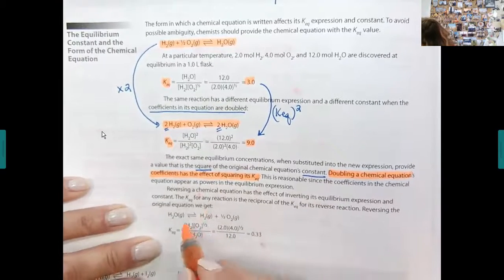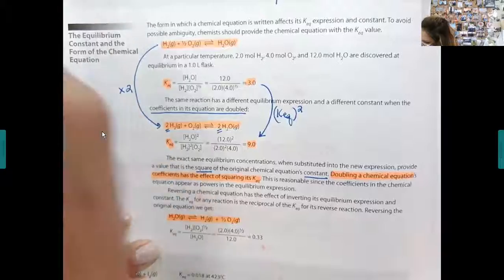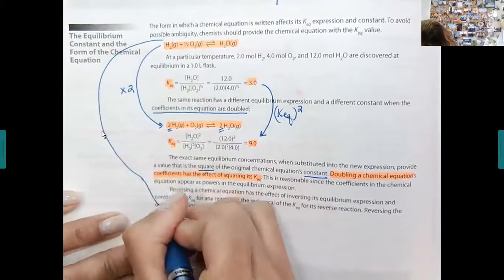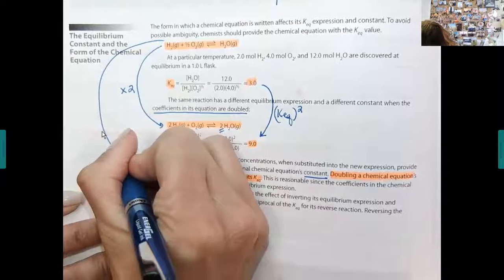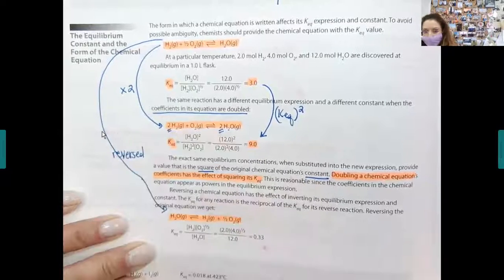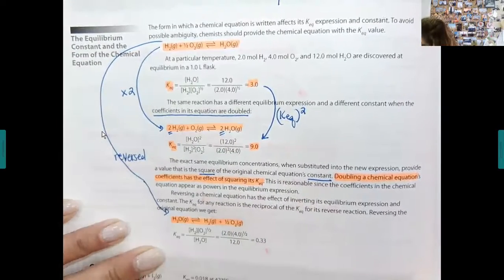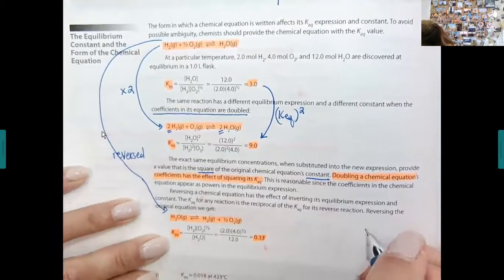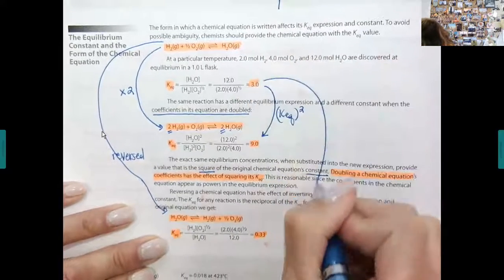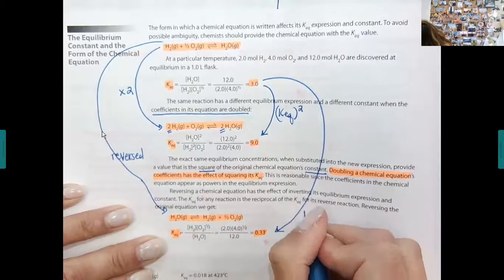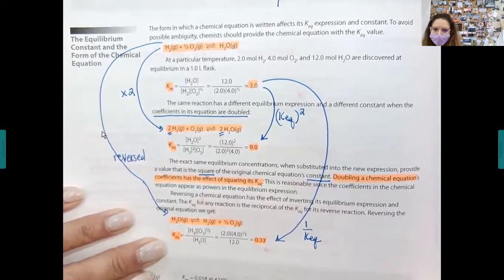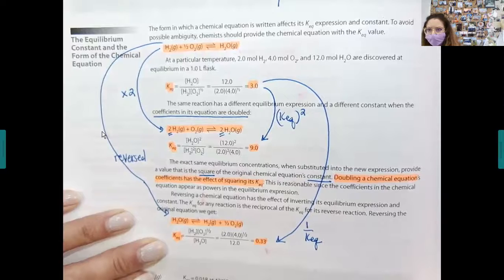What happens if I reverse the order of the original equation? So this equation here was reversed. Then what happens to the KEQ value? So this KEQ value was inverted, so it's 1 over that KEQ value.